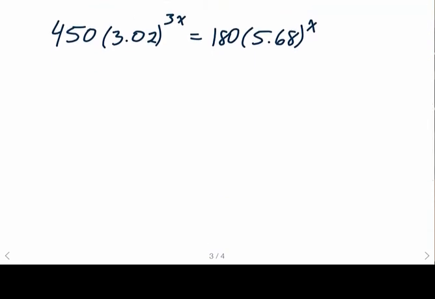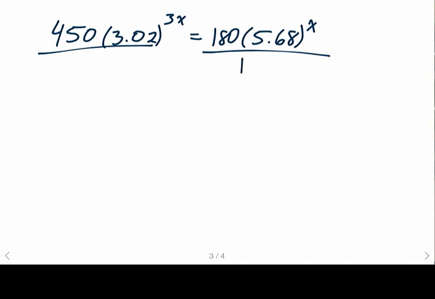Next, we have 450 times 3.02 to the 3x is equal to 180 times 5.68 to the x. Okay, this one looks like it's going to be a challenge, and there are actually a few ways that I can think about going about doing this. I'm going to show you what I think is maybe the path of least resistance. What I'm going to do, we have this 450 out front of one exponential factor, and then we have 180 out in front of the other exponential factor. It'd be easier for me if we got rid of one of those.